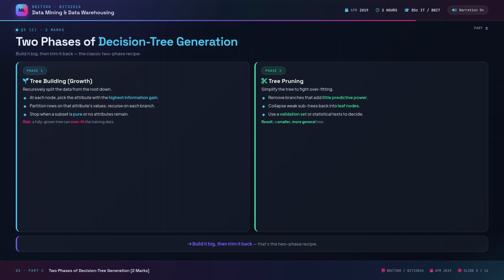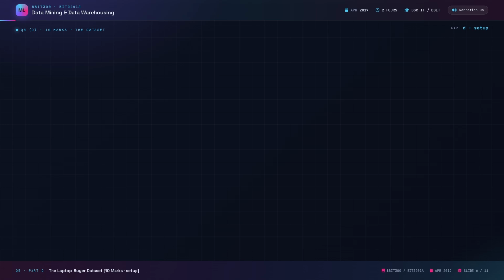Now Part D, 10 marks, the ID3 worked example. Here is the dataset collected in an electronics shop. 14 customers, each described by 4 attributes: age in 3 bands, income as high, medium, or low, whether they are a student, and their credit rating as good or bad. The class label is whether they bought the laptop, yes or no. 9 of the 14 bought, 5 did not.